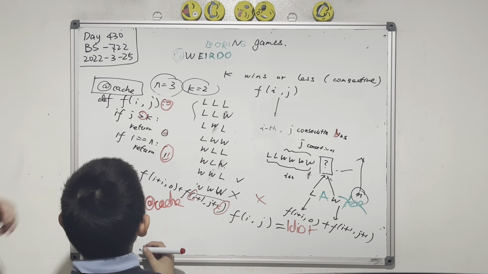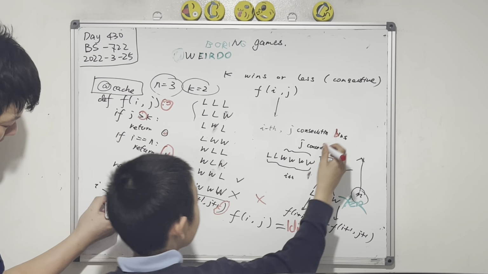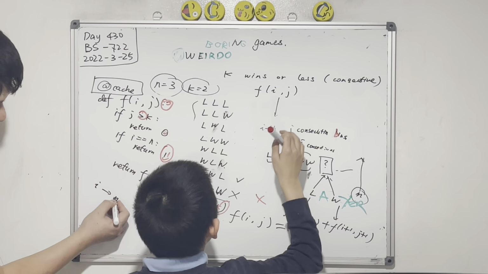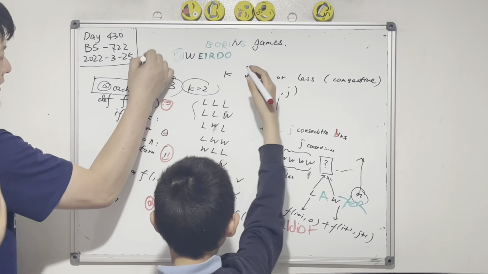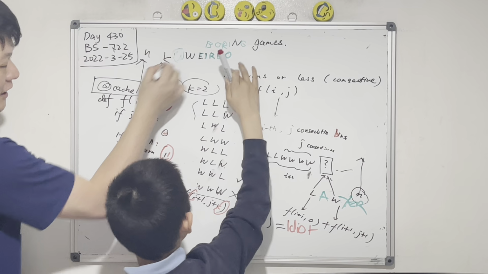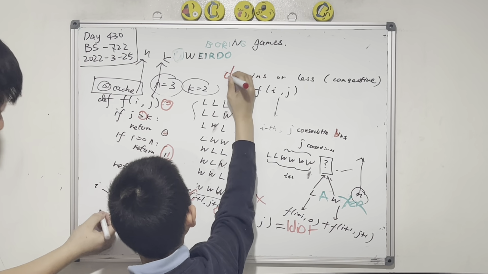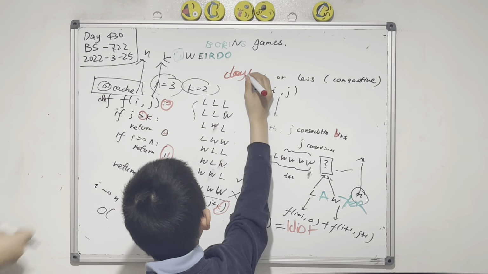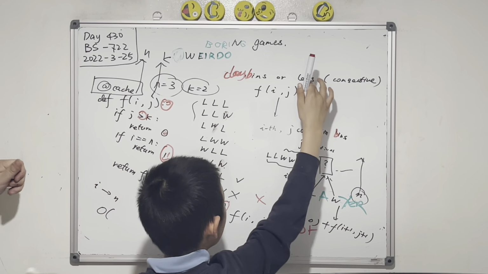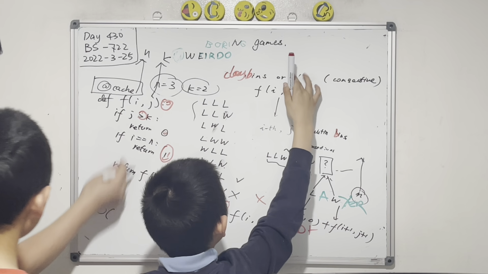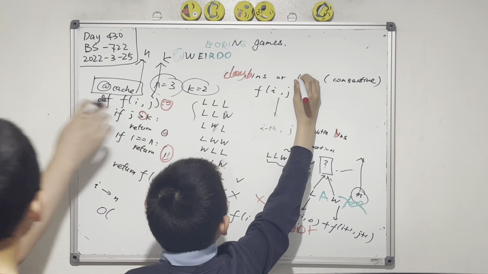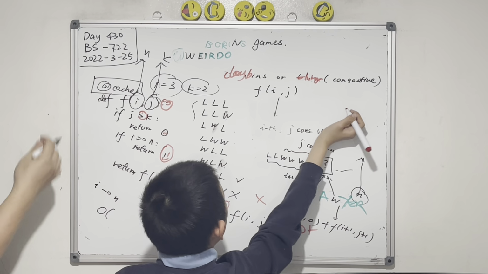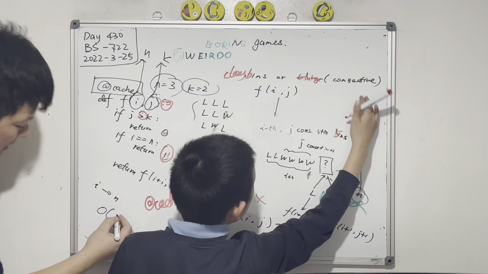So look, i goes from 0 to n minus 1. So there are n states of i, and there are k states for j. So the time complexity is what? How many states are there? There are n possibilities here, k possibilities there. How many total states? n times k.